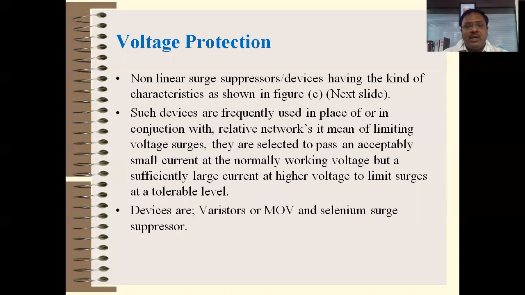But you can use a Zener diode if the power handling capacity or input power of a circuit is less, right? Similarly, for this non-linear surge suppressors, the varistor or selenium diode, both work. Okay. Now I'll just explain how the Zener diode works in short, then I will go on to the varistor.